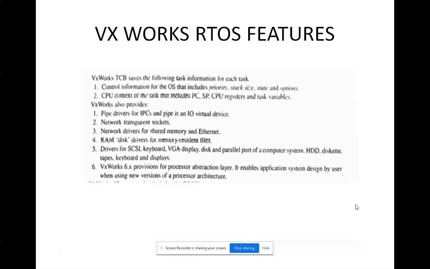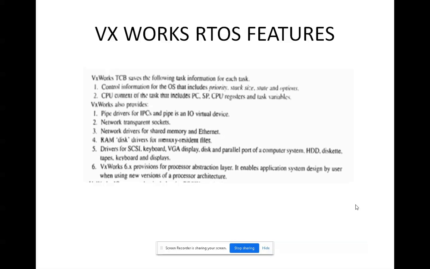Then the VxWorks TCB saves the following task information for each task. It holds the information for the OS that includes priority, stack size, state, and option, and the CPU context for the task that includes PC, SP, that is program counter and stack pointer, CPU registers, and task variables.